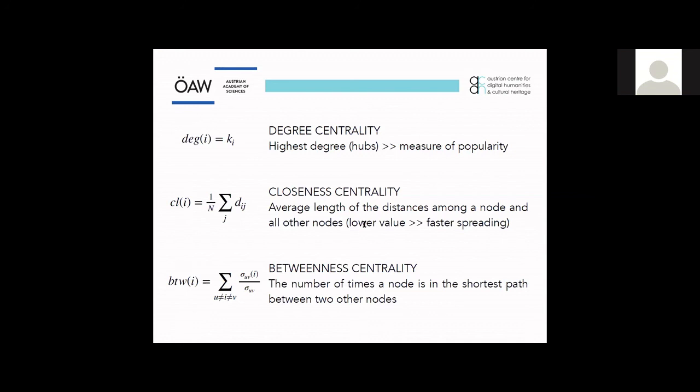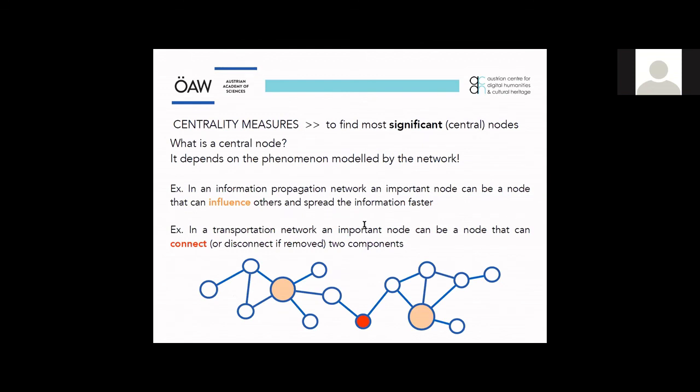Another famous measure is betweenness centrality, that measures the number of times a node is in the shortest path between two other nodes. This also has a limitation, because one could say that not always, let's say, the flow chooses the shortest path. But it's really important to detect quickly these nodes, these bridges.